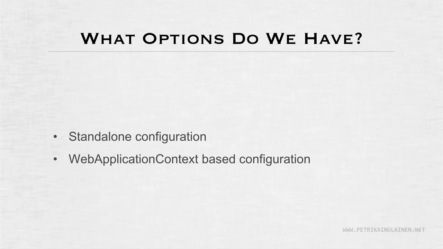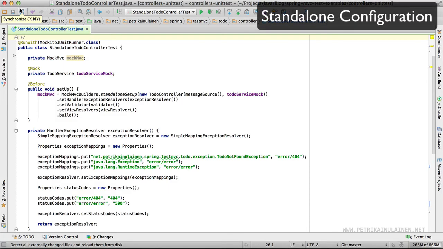The second option is to use web application context-based configuration, which configures the Spring MVC infrastructure by using a fully initialized web application context. This approach is the best choice if our Spring MVC configuration is so complicated that using standalone configuration doesn't make any sense. Next, we will configure our test class by using these options.